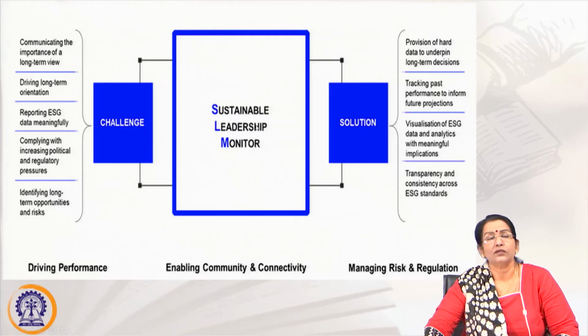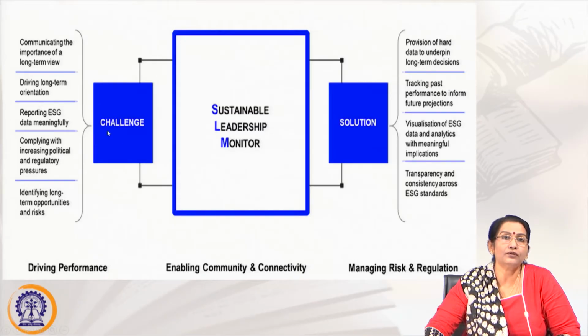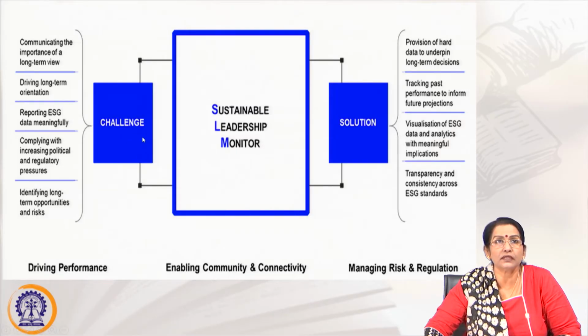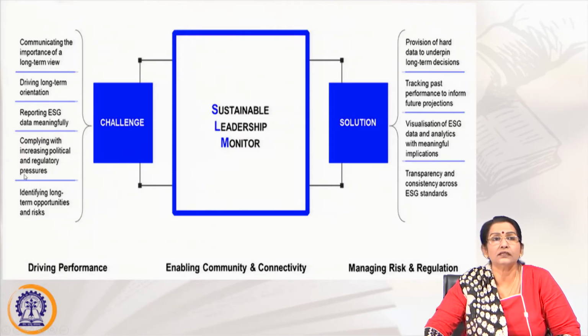Whether these are driving performance, enabling the community and connectivity, and managing the risks and regulations, these are the three dimensions. When we monitor it, first we have to look into the challenges in terms of communication, long term orientation, security, ESG data, meaningfully interpreting the data, and meaningfully complying with the increasing political and regulatory pressures. For any kind of business success, the political environment, that means the ecosystem, the resources, the policy framework, and regulatory policies are also equally important.